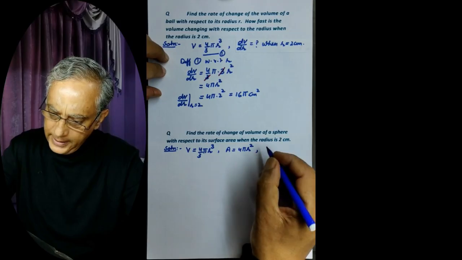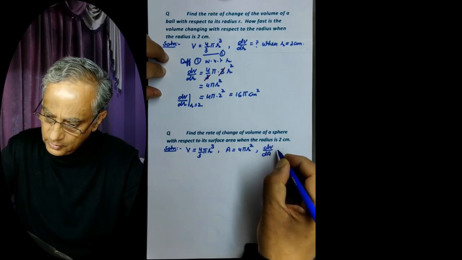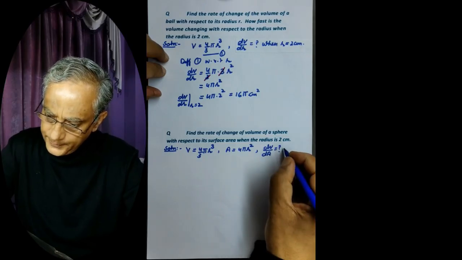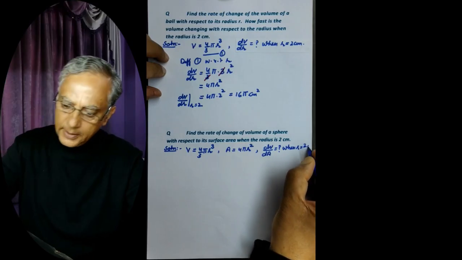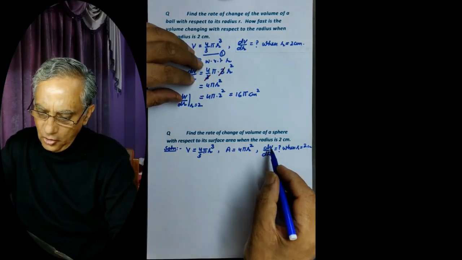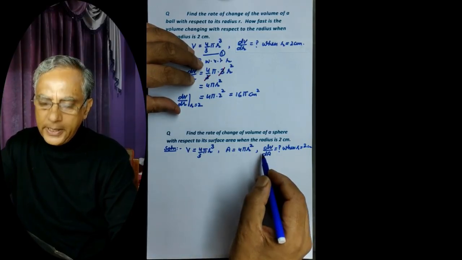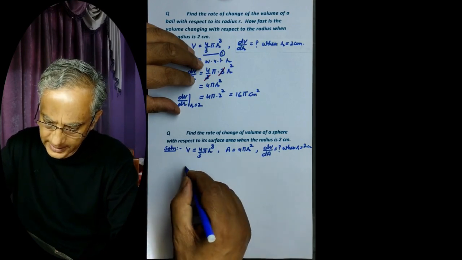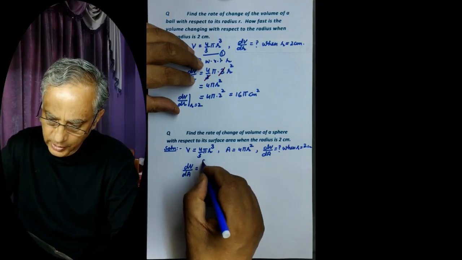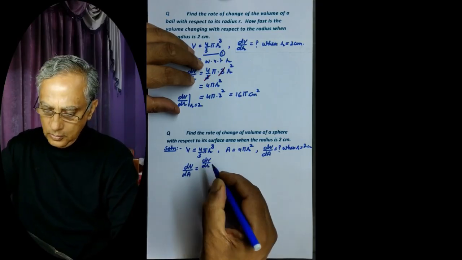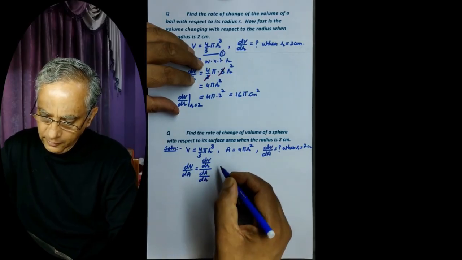We have to find dV by dA is equal to question mark when r is equal to 2 centimeters. Now V is a function of r and A is also a function of r. So we will use parametric differentiation. We can write dV by dA is equal to dV by dr over dA by dr.